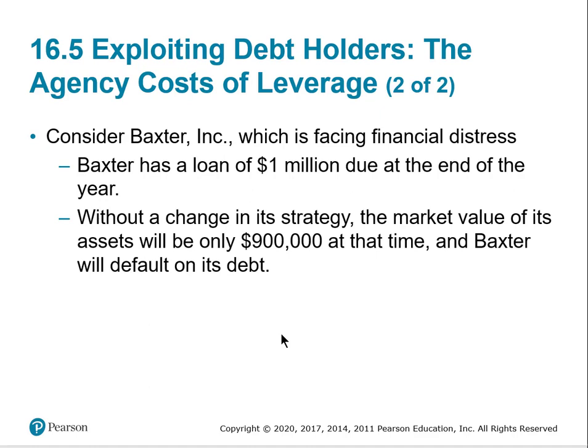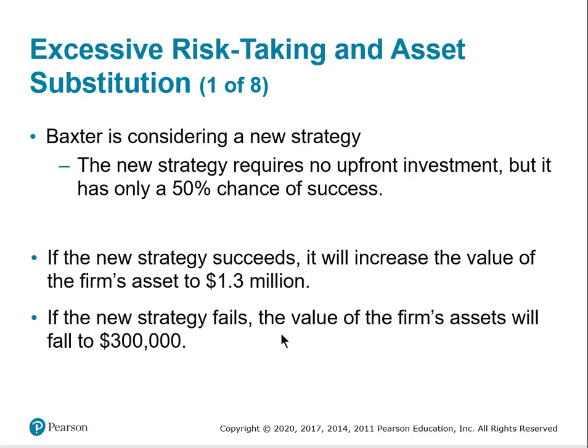They're facing financial distress. They have a loan for $1 million that's due at the end of the year. Without some type of a change in strategy, the assets are only going to be worth $900,000 at that time. And of course, Baxter may default on its debt. So they're considering a strategy. The new strategy has no upfront investment, but it only has a 50% chance of success.